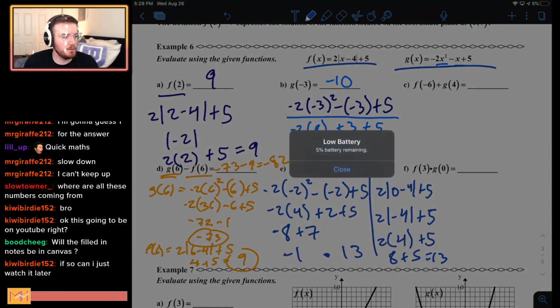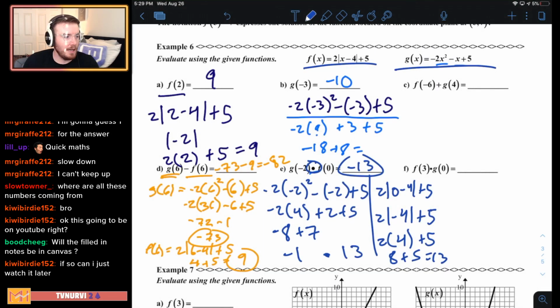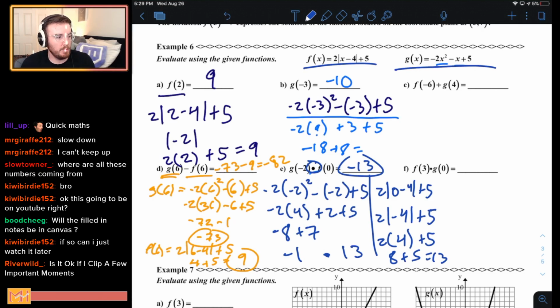Will the filled notes be in Canvas? I'd like to encourage people to watch the video, so I'm not going to post them right away. Is it okay if I clip a few moments? Sure.